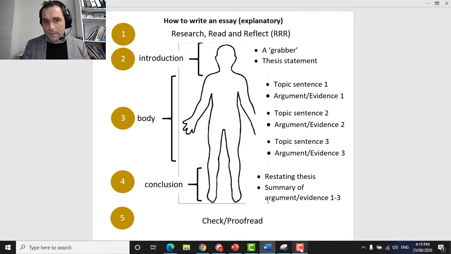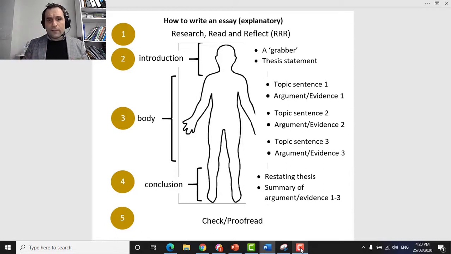All right? So, we want to go through the process of writing an explanatory essay. Remember, most essays have the same structure. They all need some research in the beginning, some reading about the topic. You need to write your introduction, then you move on to your body, and then the conclusion, and then you proofread it.